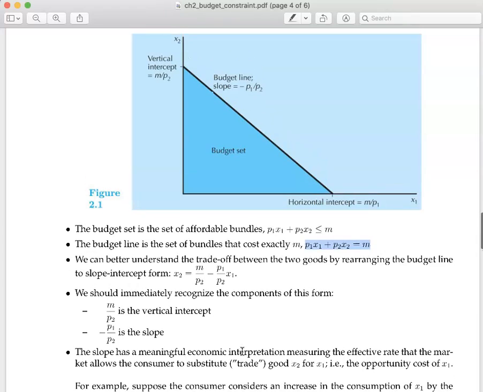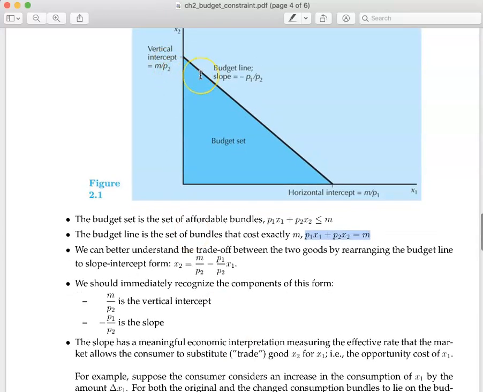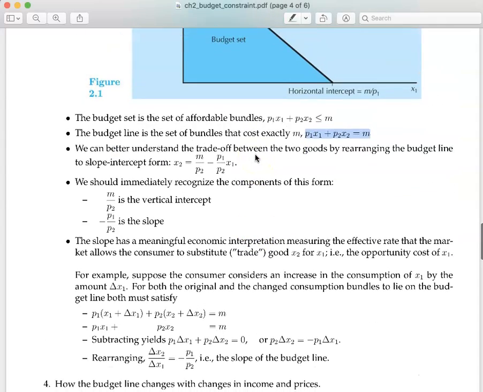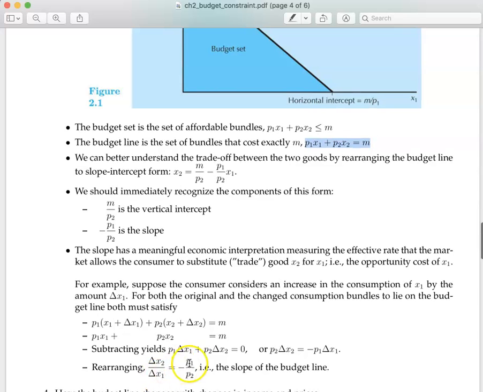Again, slope is rise over run. In this case, the rise is delta X2, the run is delta X1. And here, you could see the slope from slope-intercept form, but you could also say, okay, what is that? It's delta X2 over delta X1, which is minus P1 over P2.